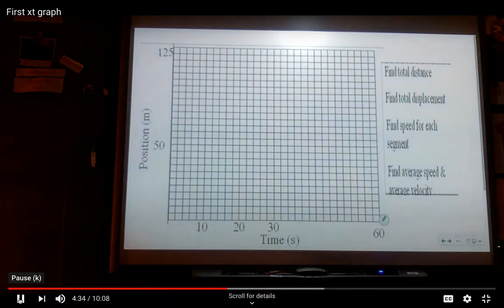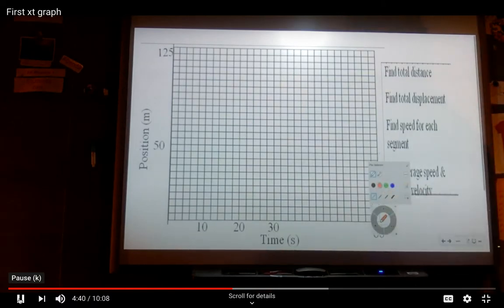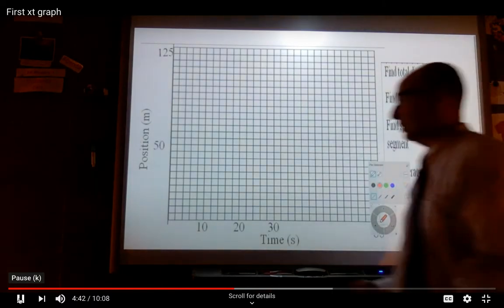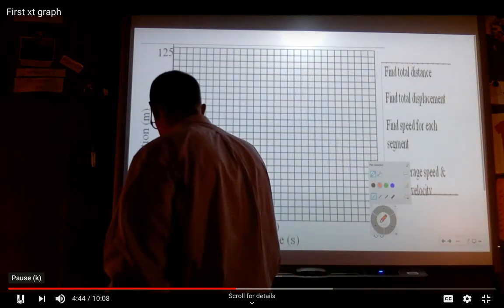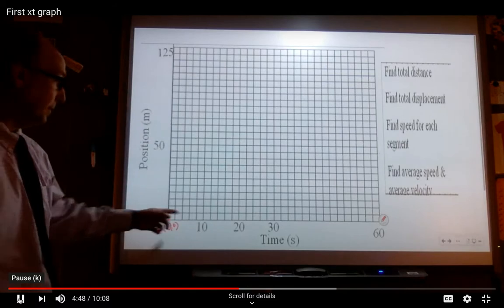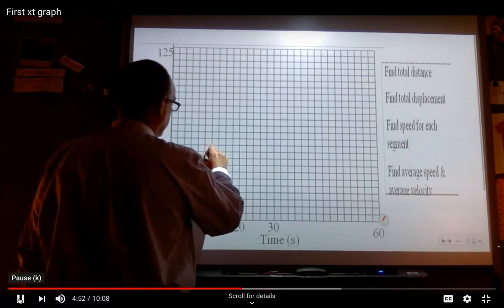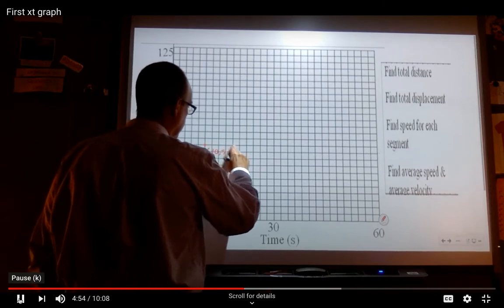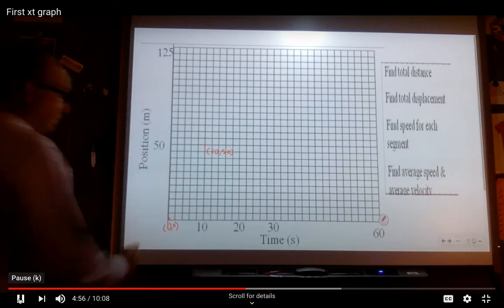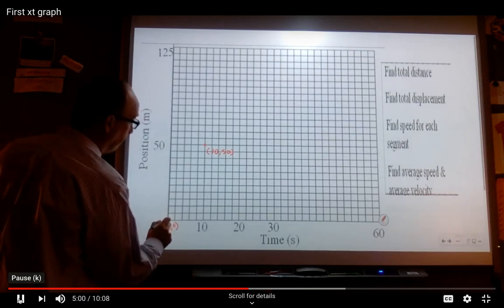All right, so this was made already for us. So we didn't have to do the increments for the graphing. We'll do that in the next example. So I'm going to graph this. And I'm going to go 0, 0 is my first point. My next point would be 10, 50. And I'm going to connect this with a straight line because I'm saying he's going this speed for the whole time.